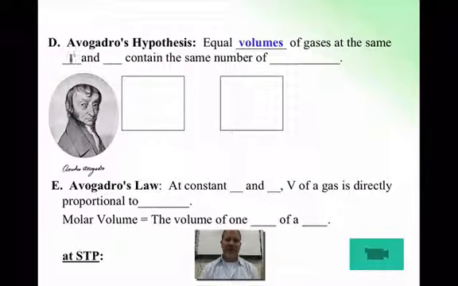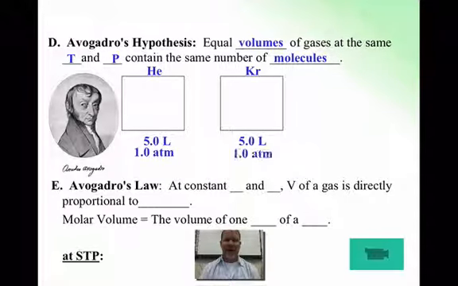Avogadro's hypothesis. Avogadro's hypothesis says equal volumes of gas at the same temperature and pressure contain the same number of molecules. In other words, their volume is negligible. If I have two gases, helium and krypton, and I say both of them are 5 liters, I have the same volume, both at a constant pressure and both at a constant temperature. So I have the same volume container, same pressure, same temperature.